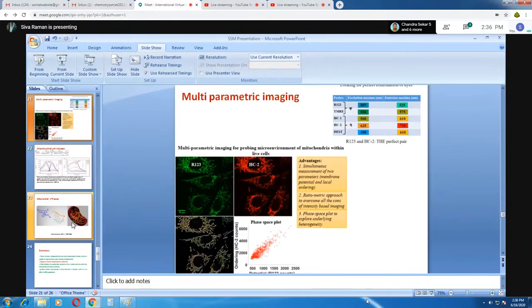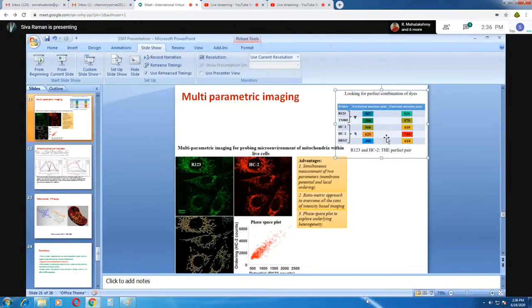Then I told about multi-parametric imaging. We want to study multi-parametric imaging using two different types of dyes in the cells at the same time. In the chart in the right corner, I gave rhodamine 123, tetramethyl rhodamine, HC1, HC2 and DEST. Rhodamine 123 and TMRE are commercially available dyes. You can see rhodamine 123 can be excited at 507 and it will emit around 525. TMRE will be excited at 550 and fluorescence will be observed at 575. HC1 can be excited at 560 and its fluorescence will be around 610 nanometer.